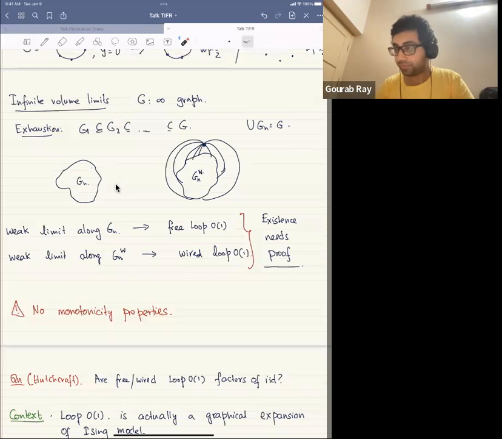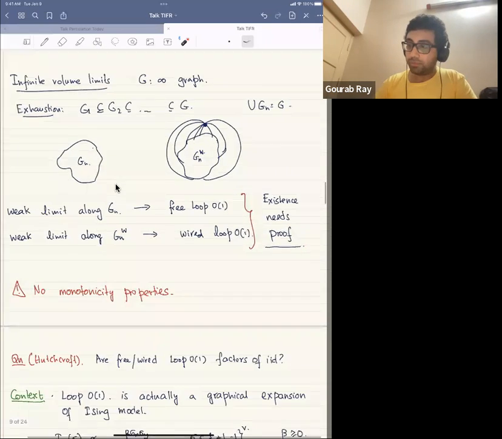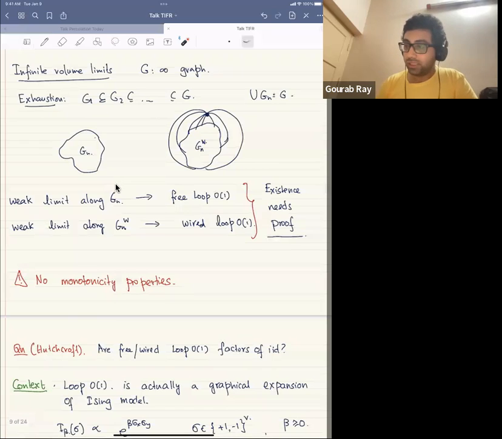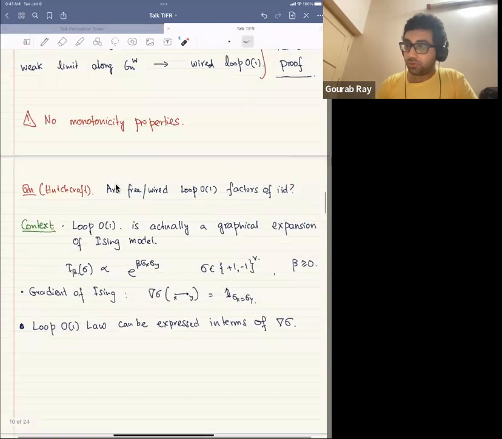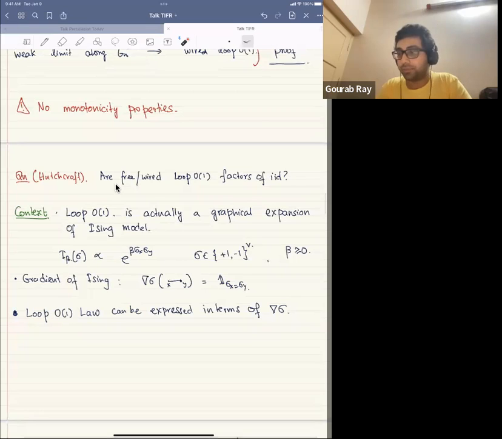Okay, so we'll come back to these later as well. First of all, the existence of these limits needs some proof, but these limits do exist. It was a question of Hutchcroft whether these limits are factors of IID or not, and he had some motivation to understand these things from the context of spectral properties of measures.